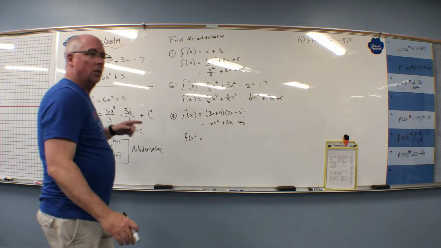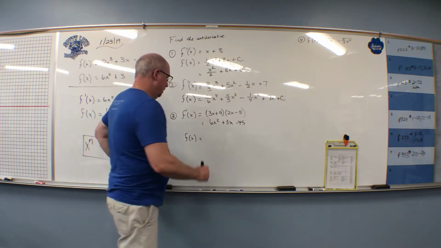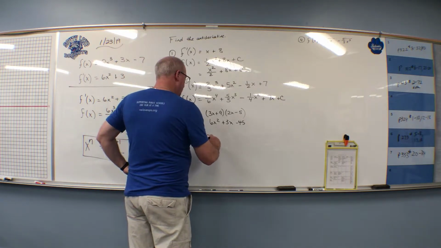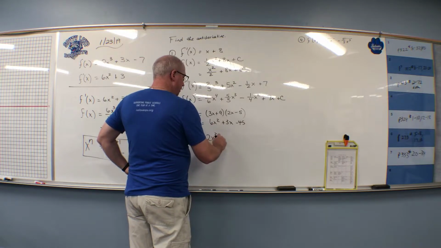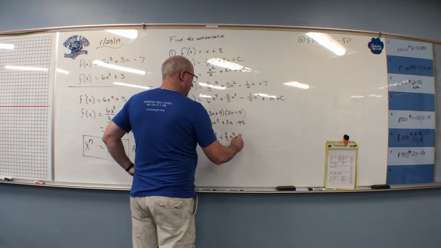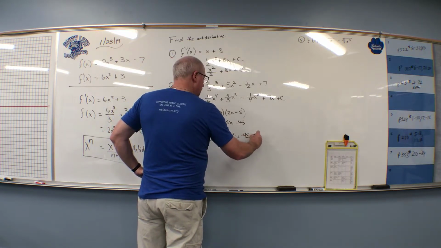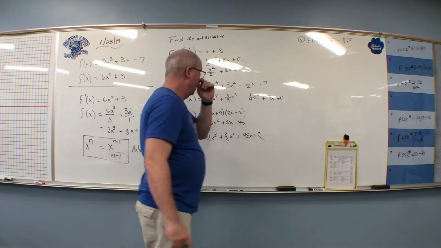Okay, this is where I get confused. What did we get here? 2x cubed. Okay, 2x cubed, because you raised up, divided by 3, plus 3 halves x squared, plus negative 45x, plus the C.